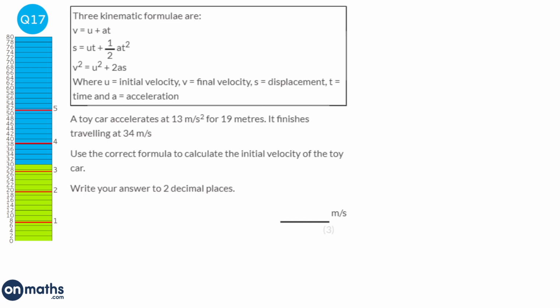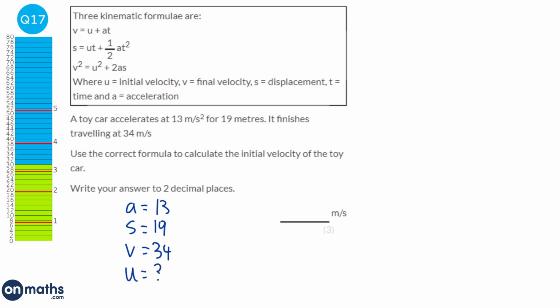So let's look through this question to see what information we're given and what information we're looking for. We're given the acceleration is 13 meters per second squared. We're also given the distance is 19. And we're also given the end velocity, which is v, is 34. And we're looking for the initial velocity.